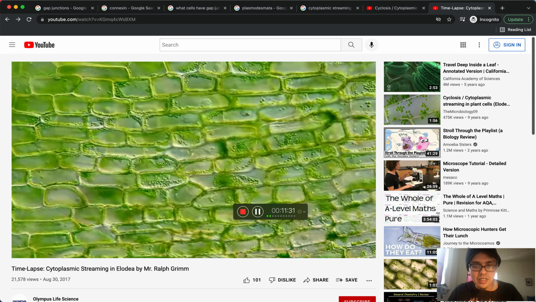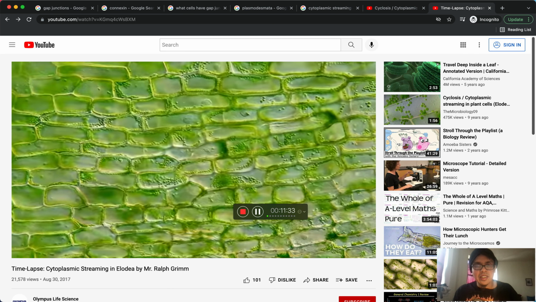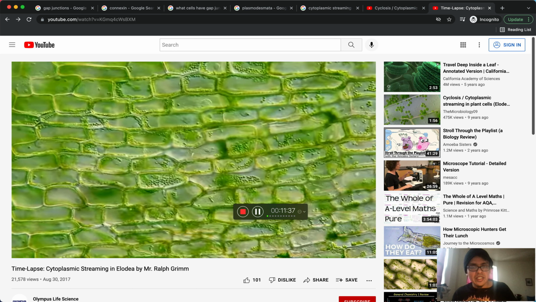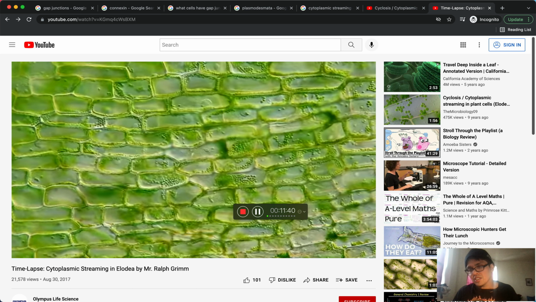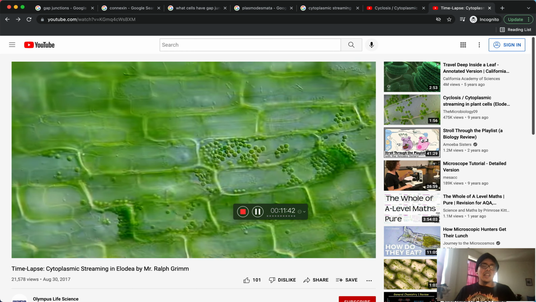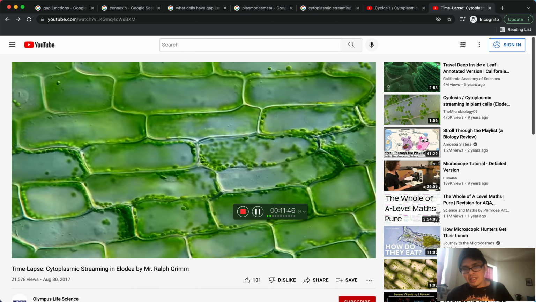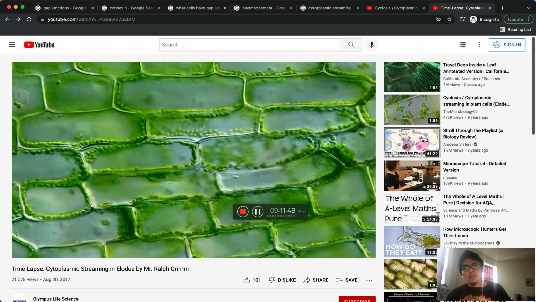And I believe I have the other video from a higher viewpoint of the cytoplasmic streaming that occurs. Probably you can't see this with the naked eye, but maybe you can sense this activity happening in plant cells when you touch a leaf or something.